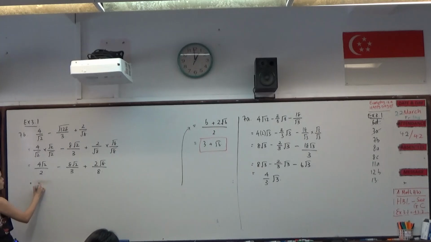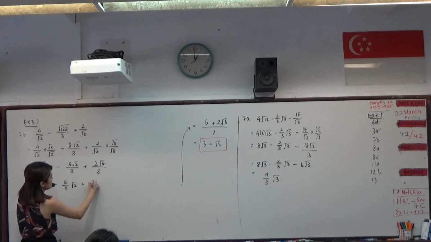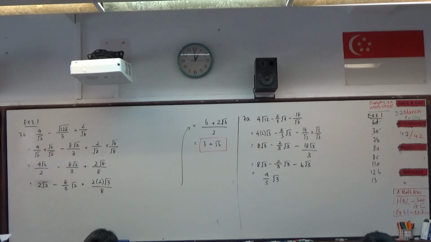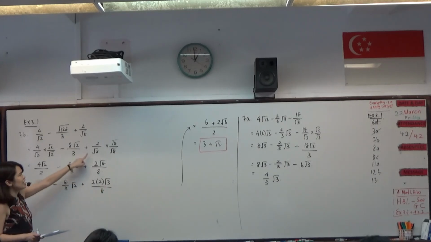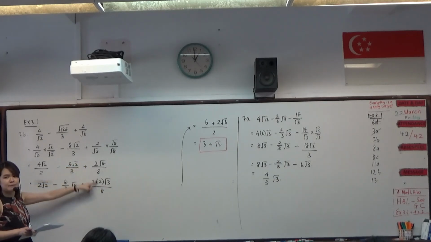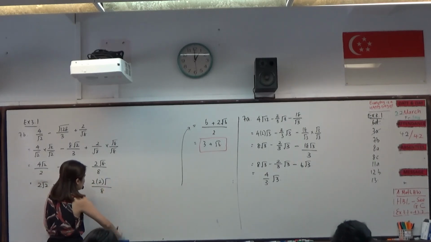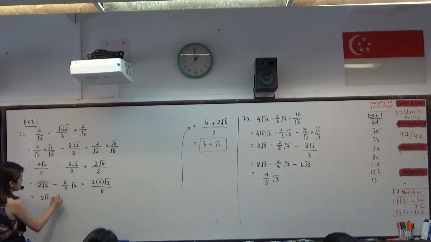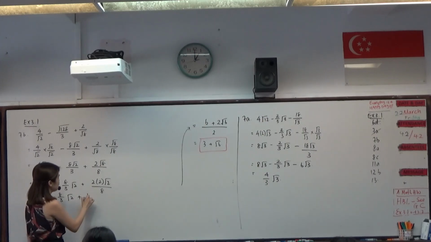So 4 divided by 2 is 2 root 2, 8 over 3 root 2 here, and then this is 2 times 2 root 2. Yeah, 8 is 4 times 2, so it is 2 root 2. I just didn't do it at the front, I did it at the back. Yeah, gives me the same thing. Then after that you will get 2 root 2, minus 8 over 3 root 2, plus 4 divided by 8, that is half.